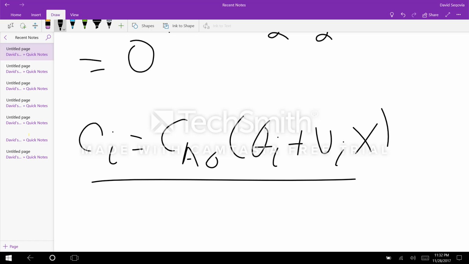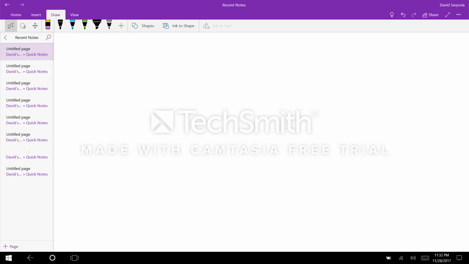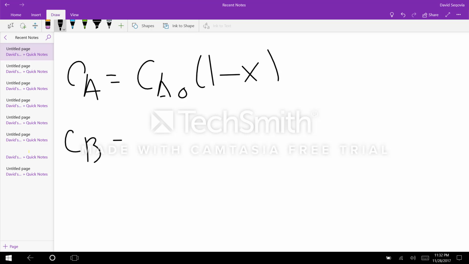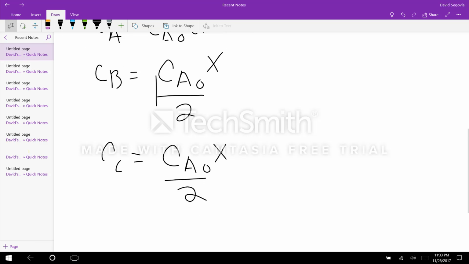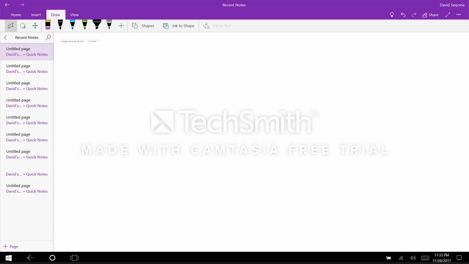And when we plug in the values, we get the following equations for the concentration of each species. For CA, we have that as equal to CA naught (1 minus X). For CB, we have that equal to CA naught X over 2. And then for CC, we have that equal to CA naught X over 2. And this is concentration, but we need to remember that it wanted us in partial pressures. So we just recall the formula that we used before. Ci is equal to Pi over RT. Plug this in where necessary, and we end up with the following 3 equations.